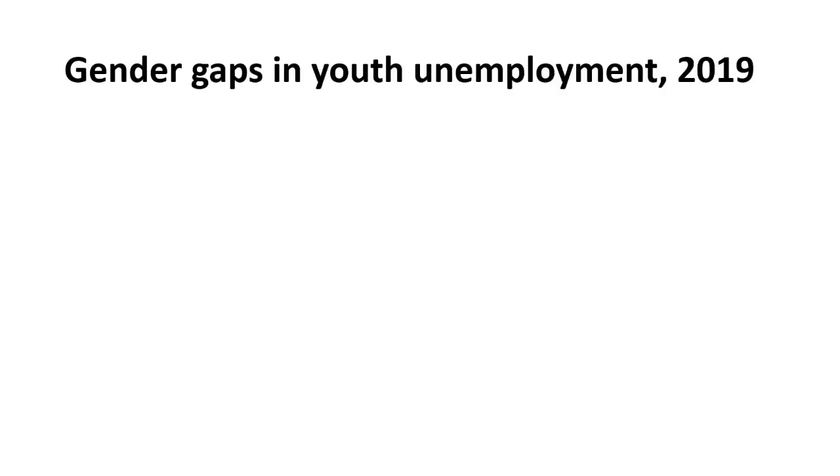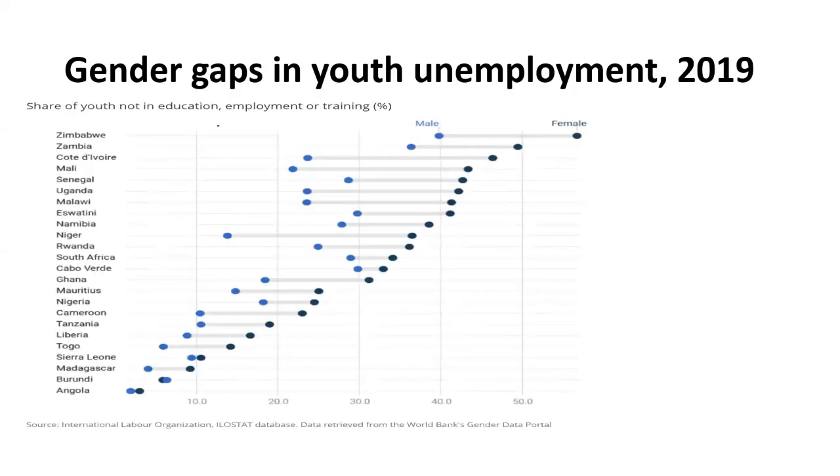So let's take a look at the gender gap in youth unemployment. Here is the share of youth not in education, employment, or training for 2019 from selected countries in the region. From what we can see, there is a larger gender gap in youth unemployment in Africa, with more young girls than young men not in education, not employed, or not in training. And this could be due to early childbirth, marriage, unpaid care work. And this, of course, contributes and will contribute to create gender labor participation gaps, and gender gaps in wages and earnings in the future.